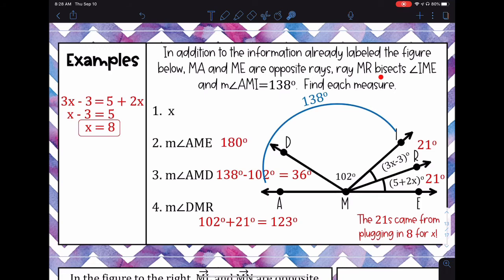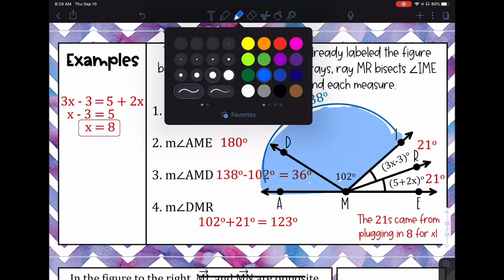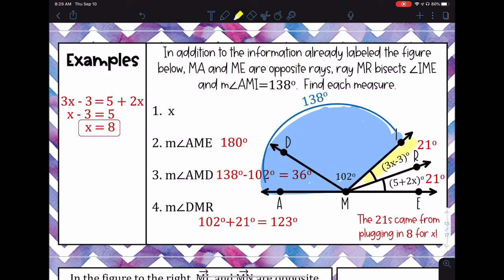Ray MR bisects angle IME. So whatever that angle is, it's cut in half perfectly right here. I'm not worried about all of this stuff over here. Imagine if all this over here in blue does not exist. I'm just worrying about what's over here in yellow. This is all I'm worried about right now.